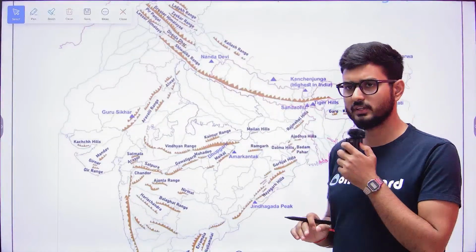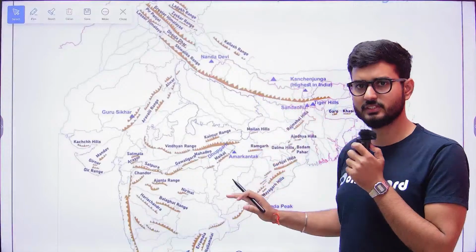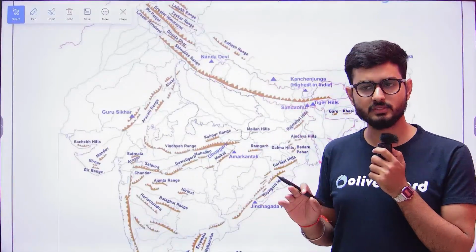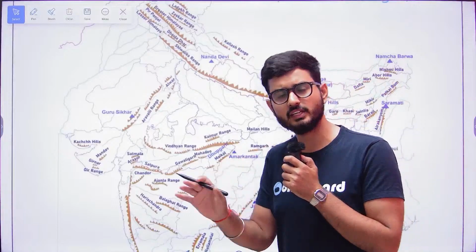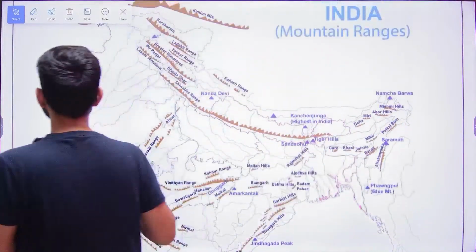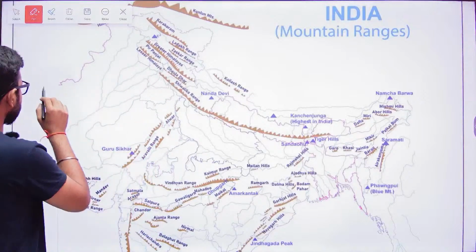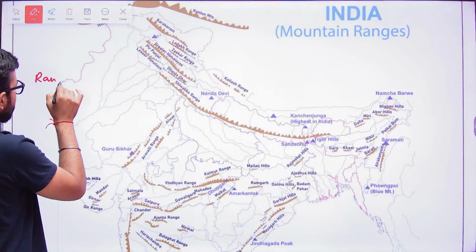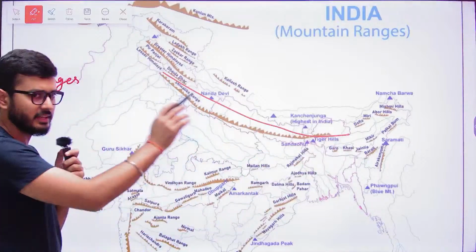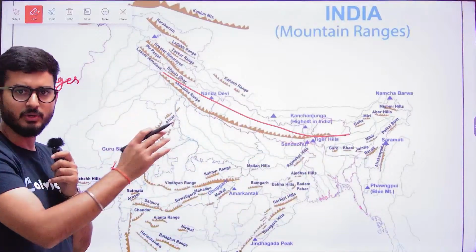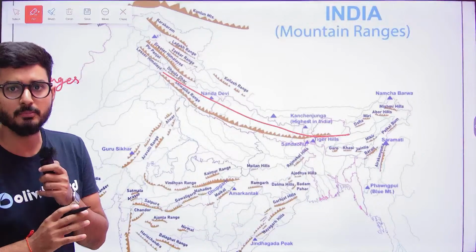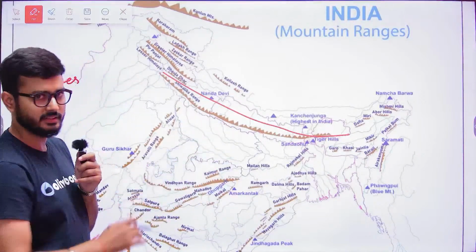But what I want to tell you is that within these ranges there are multiple mountains. Now see, there is a difference between a mountain range, a mountain, a hill and a peak. When I talk about mountain ranges, here this is the Himalayan range. That means a series of mountains in continuity is a range. Vindhyan range, Satpura range. Why? Because they are in continuity.